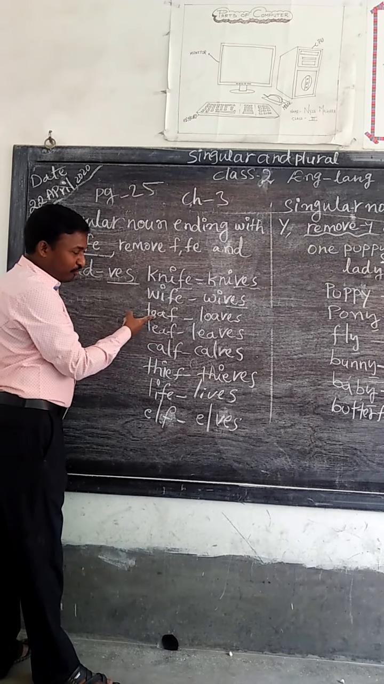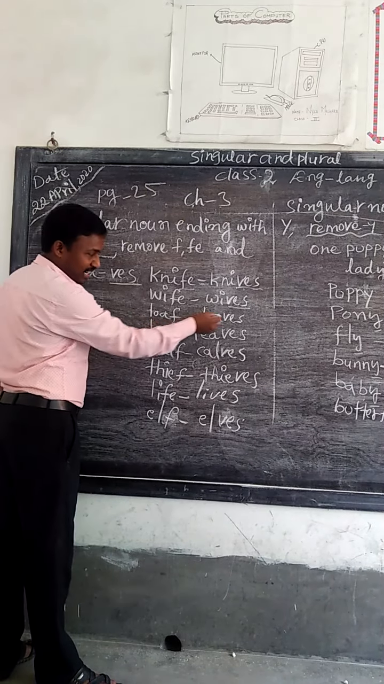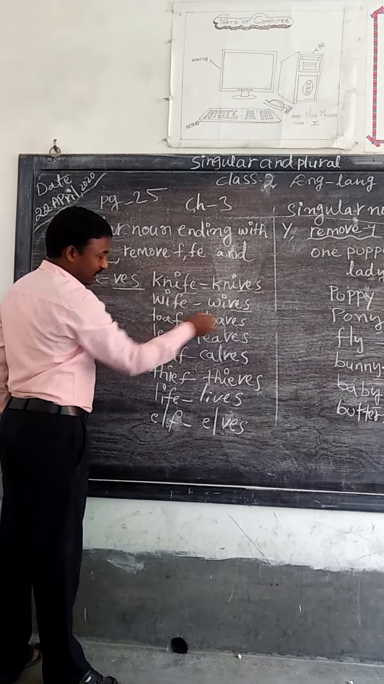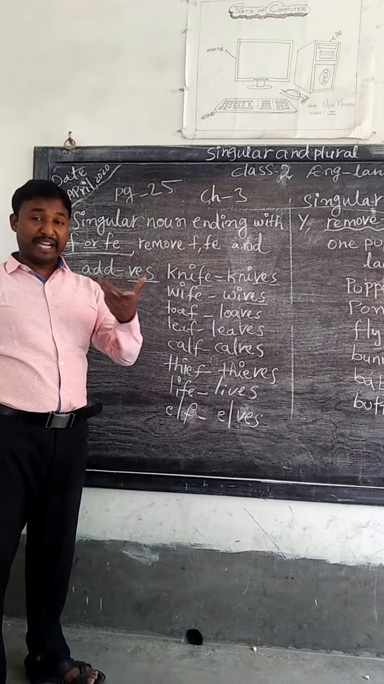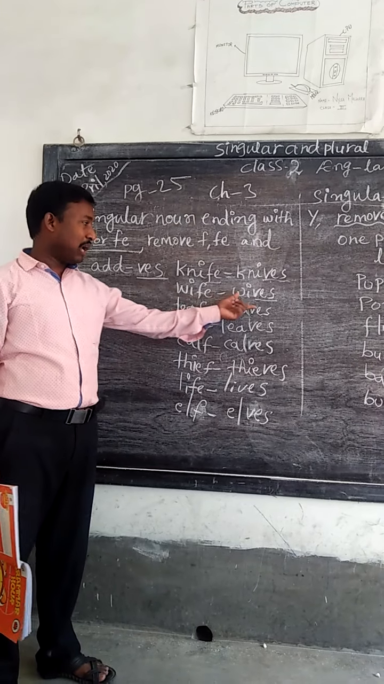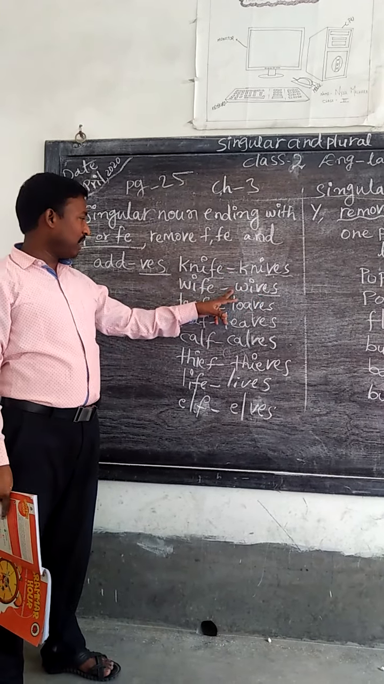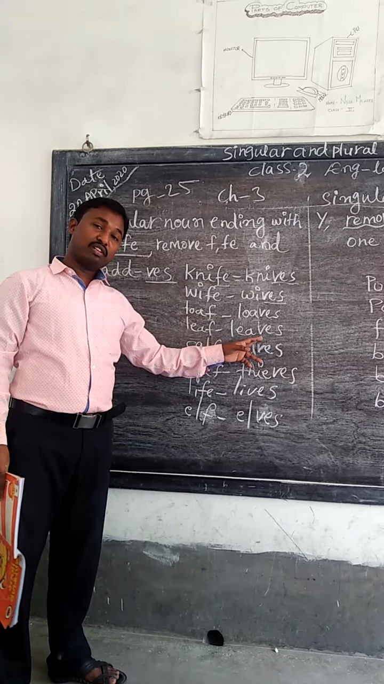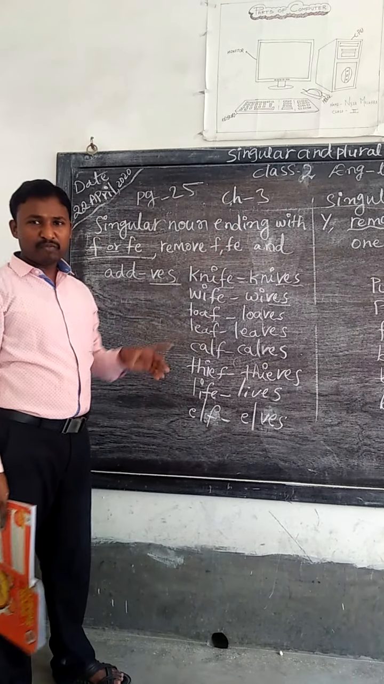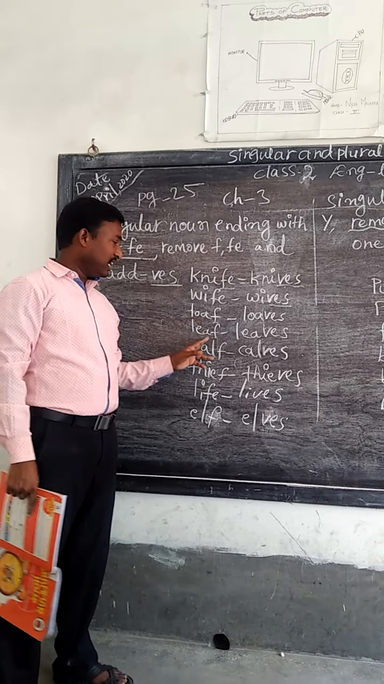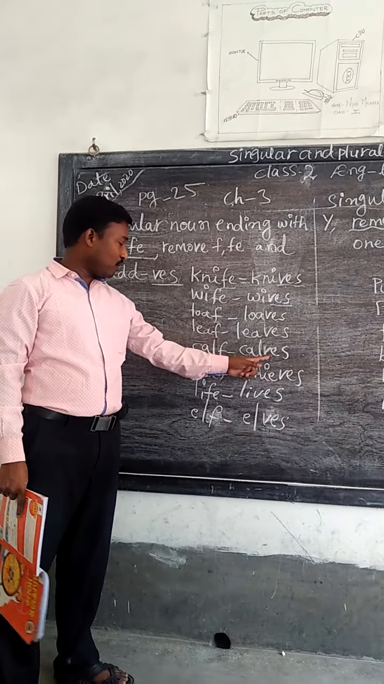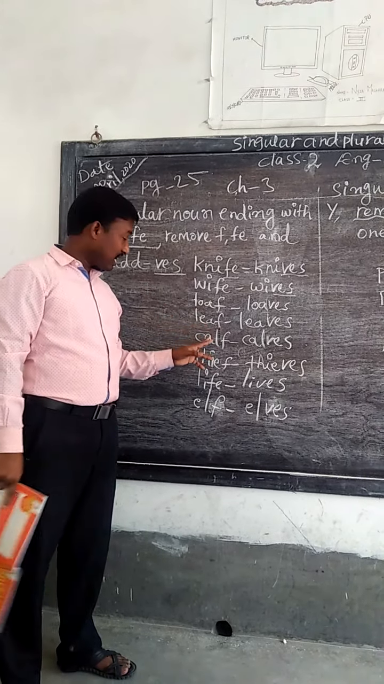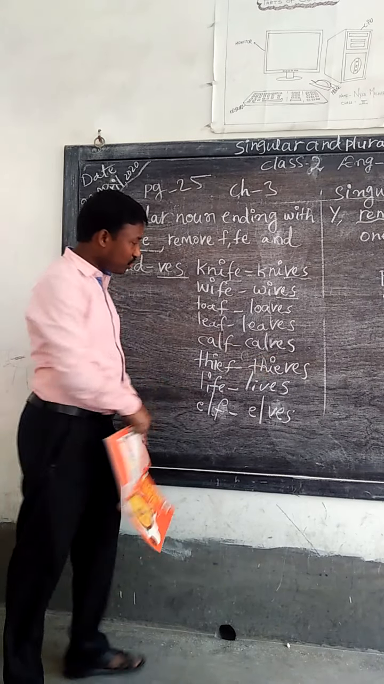Now you see loaf. We are removing f and writing loaves, L-O-A-V-E-S. Loaf means a piece of bread. Wife, wives. Knife, knives; a knife for cutting vegetables. Leaf, leaves. Leaf means a tree's leaf. Calf, calves. Calf means a small cow. The plural form is calves, with ves.